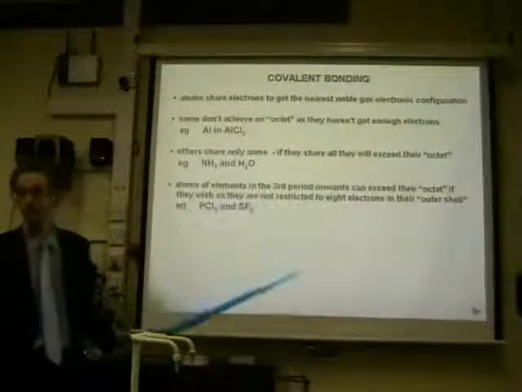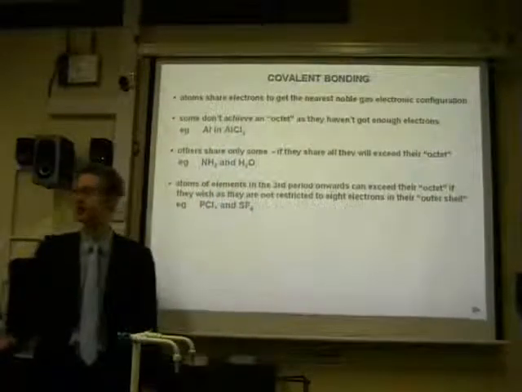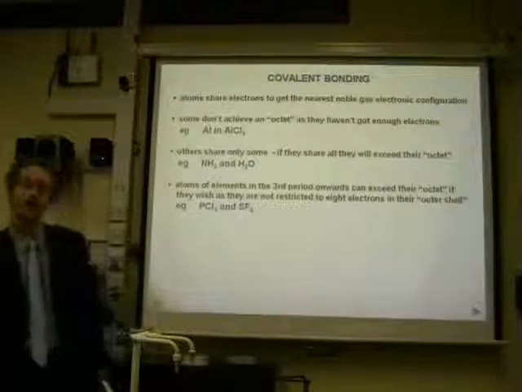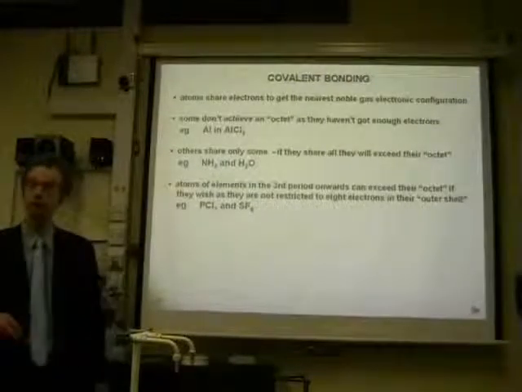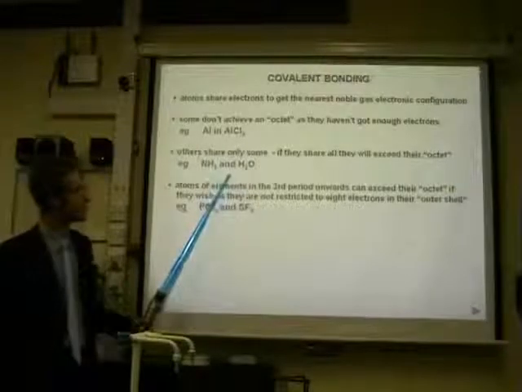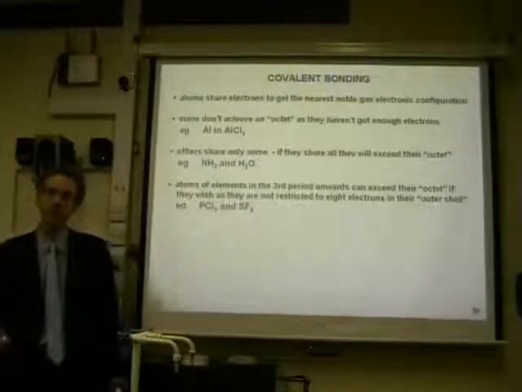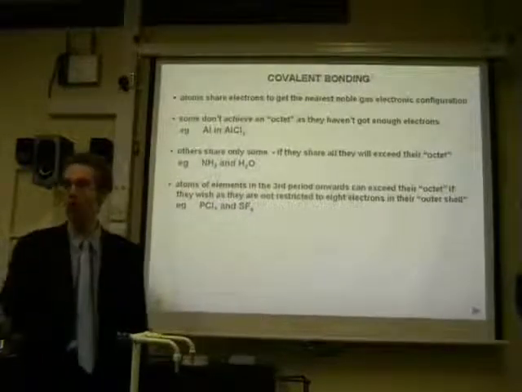Sometimes you don't get the full outer shell. Al in AlCl3 ends up with 6 electrons in its outer shell, and it can receive a pair of electrons from a dative covalent bond very readily. Others stop after doing some covalent bonding. Ammonia has got 3 bonds, okay, but it's got a lone pair of electrons.